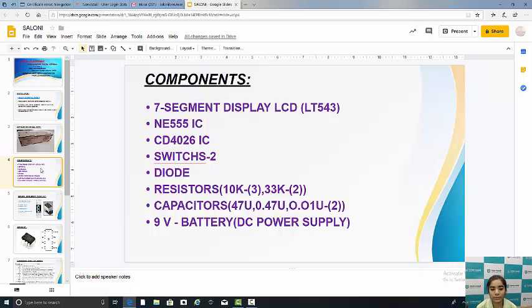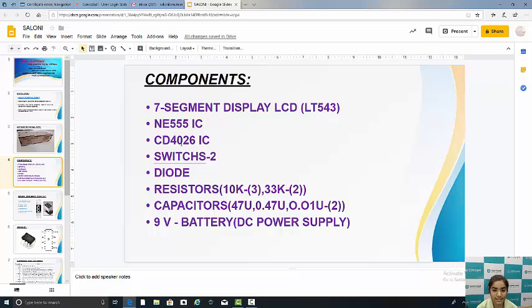Then I used a diode and also resistors. There are so many resistors, so I used three 10 kilo ohm resistors and also two 33 kilo ohm resistors. Then I used capacitors of 47 microfarad, 0.47 microfarad, and also 2 capacitors of 0.01 microfarad. And also I used a 9 volt battery DC power supply, and I implemented my circuit on a breadboard, and for that I used some wires.